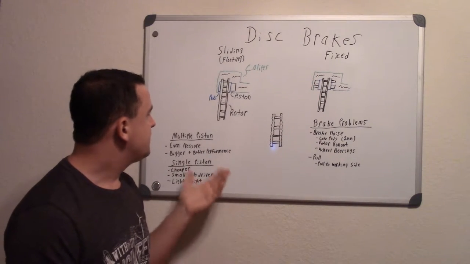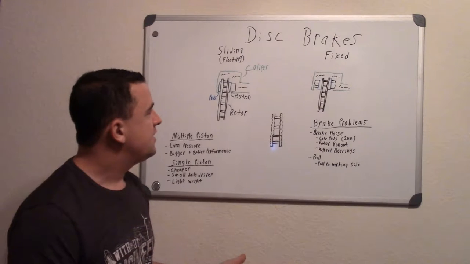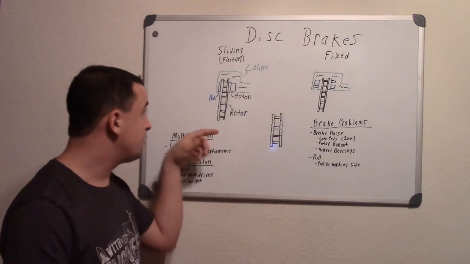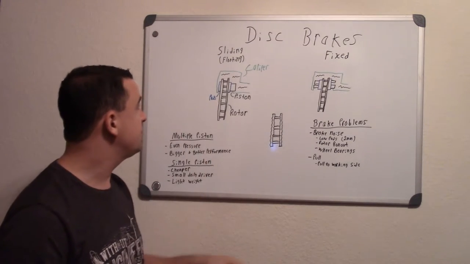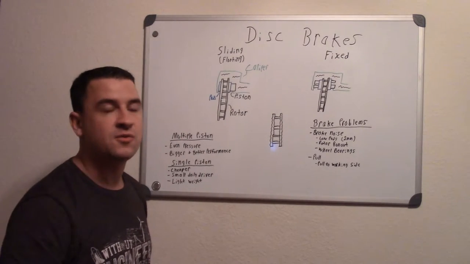And so basically how disc brake pads work in general is you have a rotor spinning and you have the pads that squeeze it and stop that rotor from spinning, which is in conjunction with your wheels.